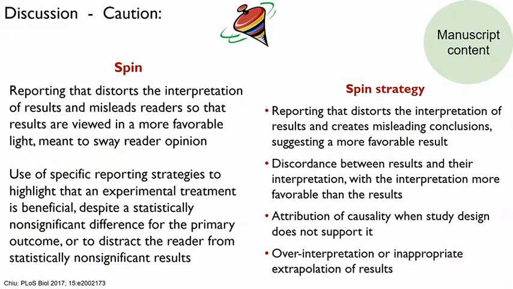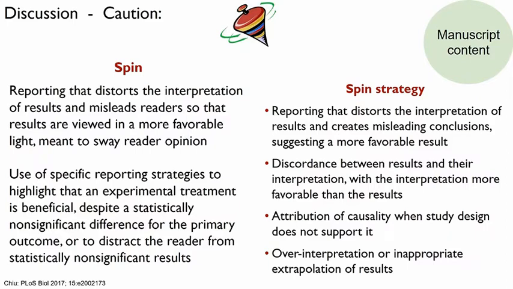So I'll give you a few examples. Again, it's a kind of a distortion, swaying opinion. And there's strategy and tactics in the world of spin. So one strategy is reporting results in a way that distorts them, creates misleading conclusions, suggests a better result than was really obtained.